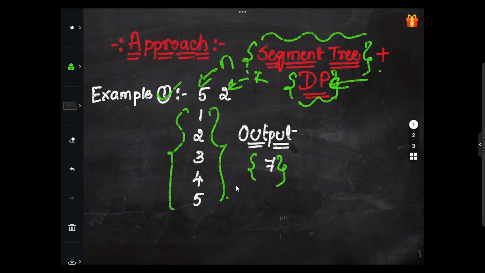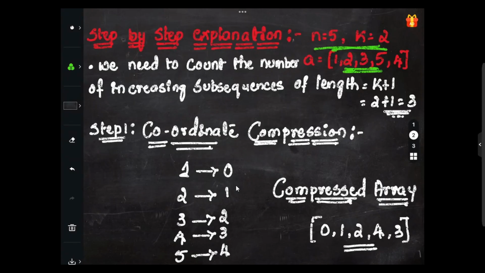Previously we had solved lazy segment tree, segment tree with lazy propagation, along with bit manipulation, right? So today we are going with a segment tree along with the DP, nothing but dynamic programming. So here let's move on with the step-by-step explanation. Just keep in mind that the approach we'll be going with is the segment tree, right?